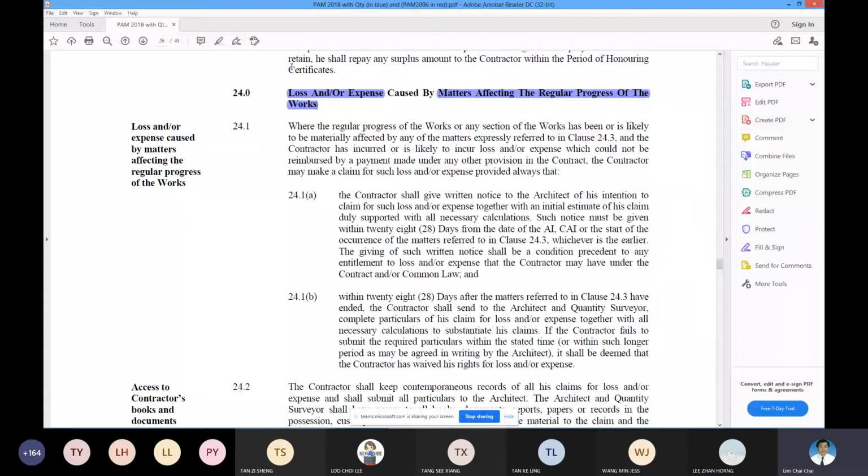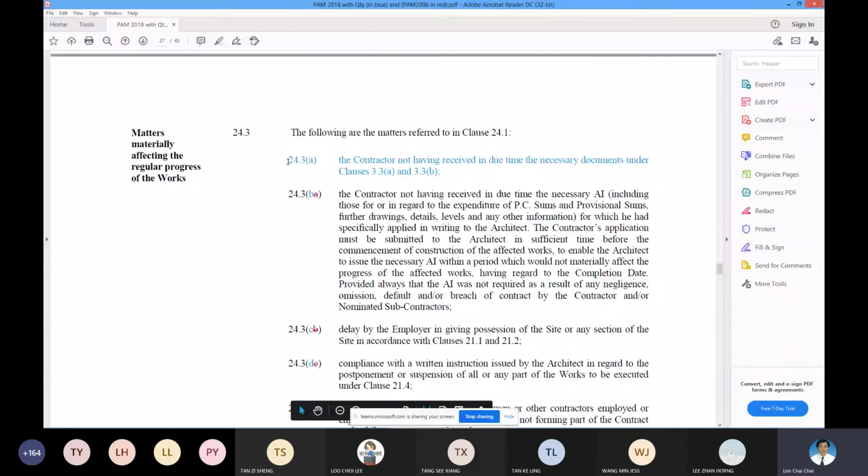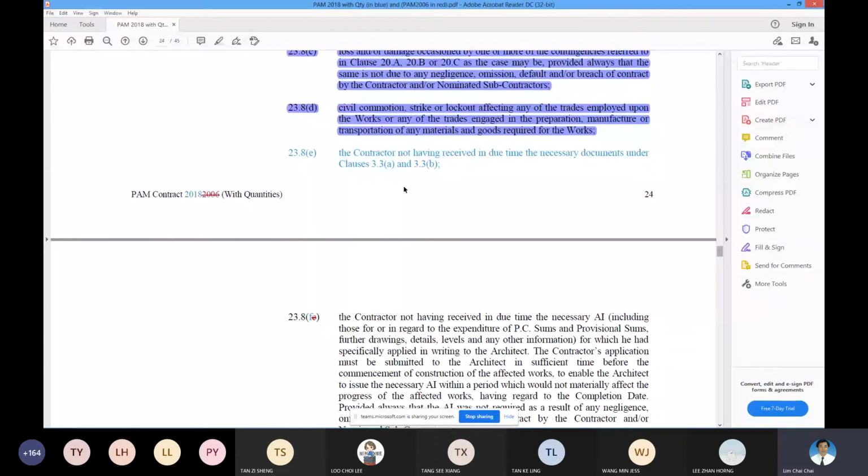Okay, so now you can see the first item entitling the contractor to claim for loss and expense: the contractor not having received in due time the necessary document. So this is one of them. The contractor didn't receive the document in due time. See here? If the consultant used clause 23.8e to grant the extension of time, then this is a ground for the contractor to claim for loss and expense. So are you clear now?